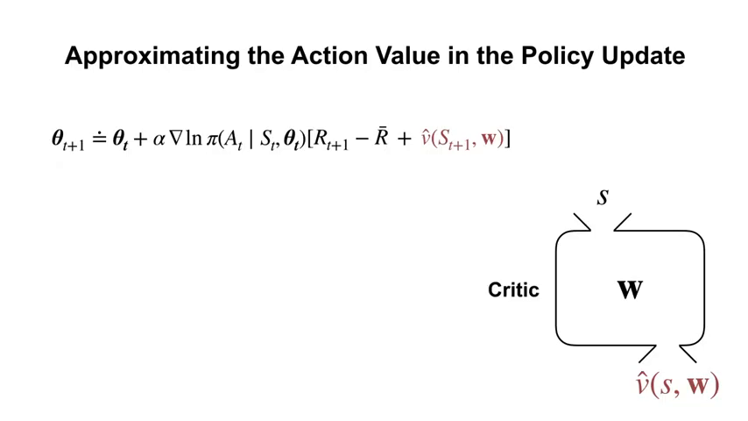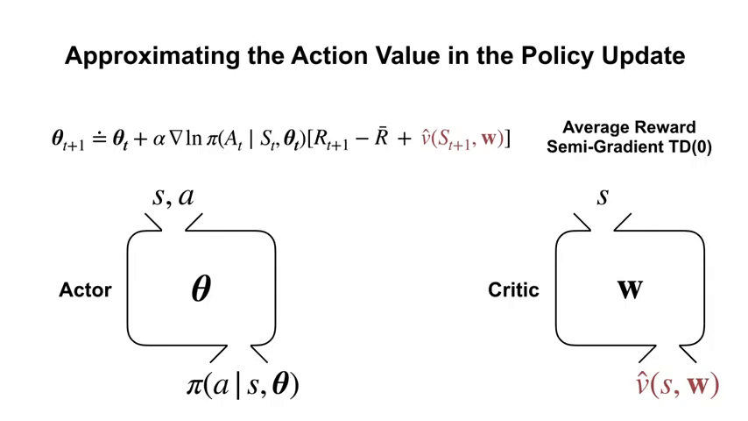This is the critic part of the actor-critic algorithm. The critic provides immediate feedback. To train the critic, we can use any state value learning algorithm. We will use the average reward version of semi-gradient TD. The parameterized policy is the actor. It uses the policy gradient update shown here.